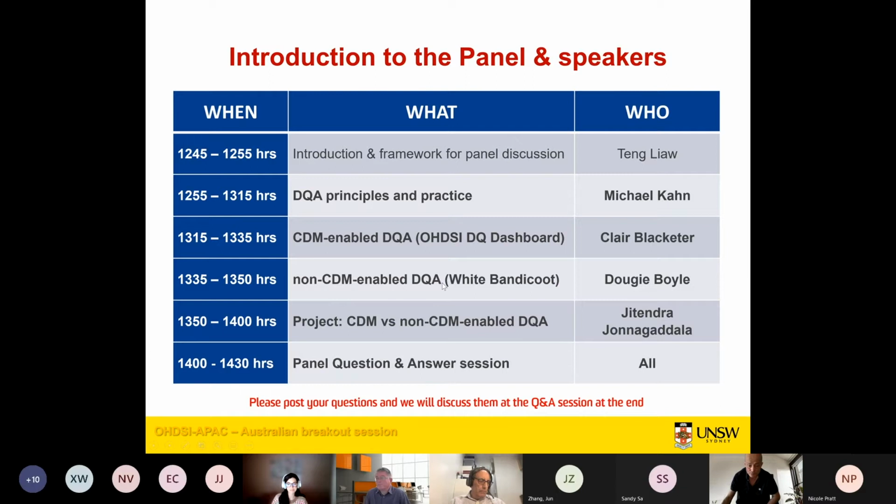Then, followed by Dagi, who will talk about the White Bandicoot as an example of a non-CDM enabled data quality assessment. After which he'll hand over to Jitendra, who will describe the study that we funded to compare CDM and non-CDM enabled data quality assessment. And then we will get into the panel discussion.